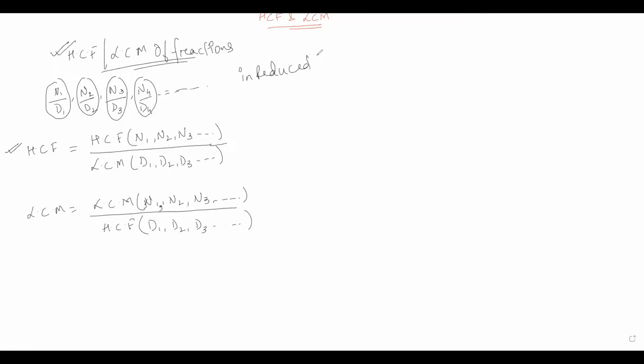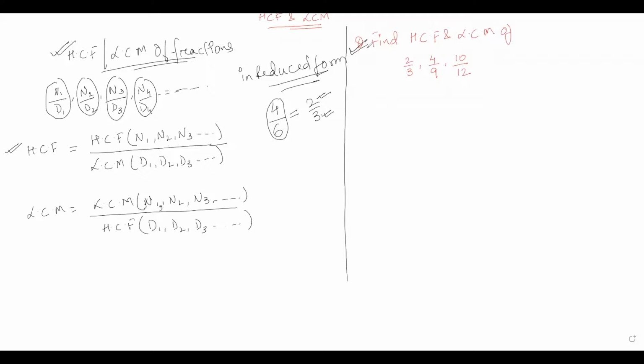Now, what does this mean? Suppose one of the fractions has been given as, say, 4 by 6. So instead of taking 4 as the numerator and 6 as the denominator, we need to reduce it to the reduced form, which would be 2 by 3. So for this fraction 4 by 6, we need to take 2 as the numerator and 3 as the denominator.